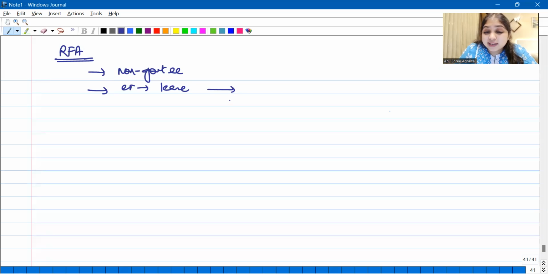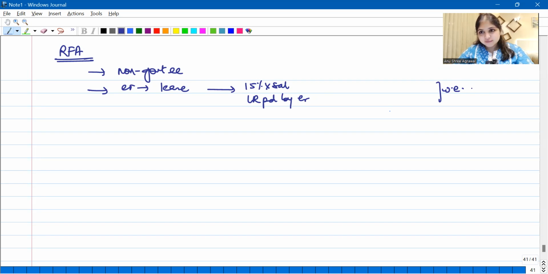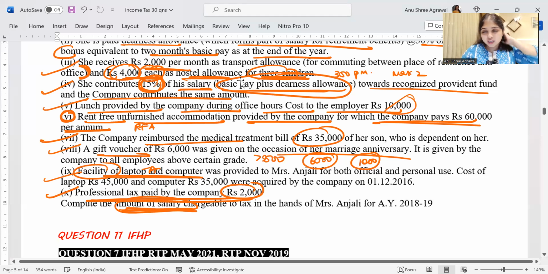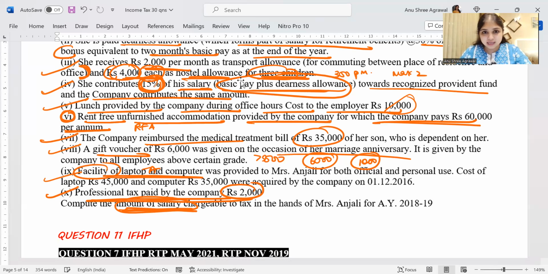When the employer takes it on lease, how many things do you calculate? Two things: 15% of salary, or the lease rent paid by the employer. Out of these two numbers, whichever is lesser is taxable. Whichever is lesser is taxable. Now, will this 15% number change with change in population? No, it will not change with change in population. This 15% number will stay the same.